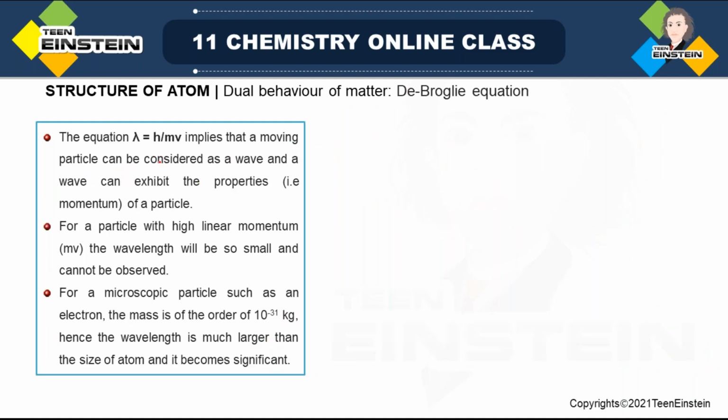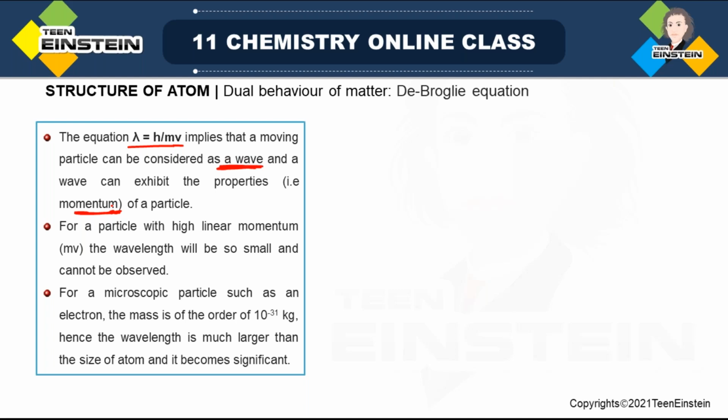So this equation lambda equal to h by mv, or h by momentum p, implies that a moving particle can be considered as a wave because wavelength is there, and a wave can exhibit the properties of a particle because it is dual behavior. Now here when I am saying that a wave can exhibit the properties of a particle, basically I am trying to focus on momentum, because momentum you can consider for any large object also.